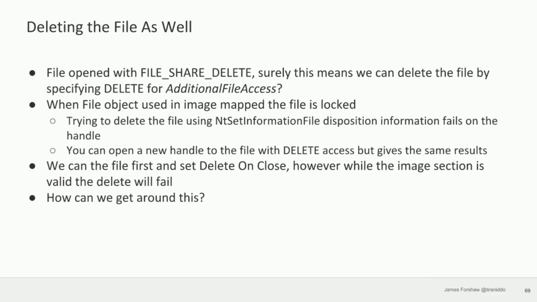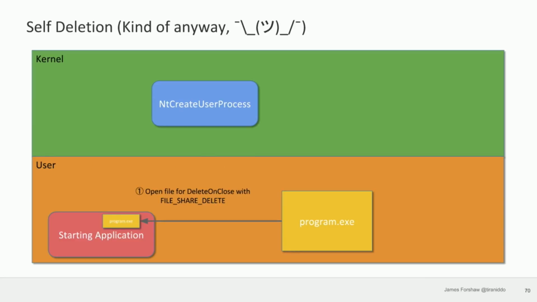Trust me on that. So we need to somehow make the delete-on-close file close after our process goes away, because when our process is terminated, its file handle and its section handle go away. That then unlocks the file, and then we can actually delete it at that point. So I came up with this, which is kind of self-deletion, in inverted commas, because obviously you need to create the process originally.